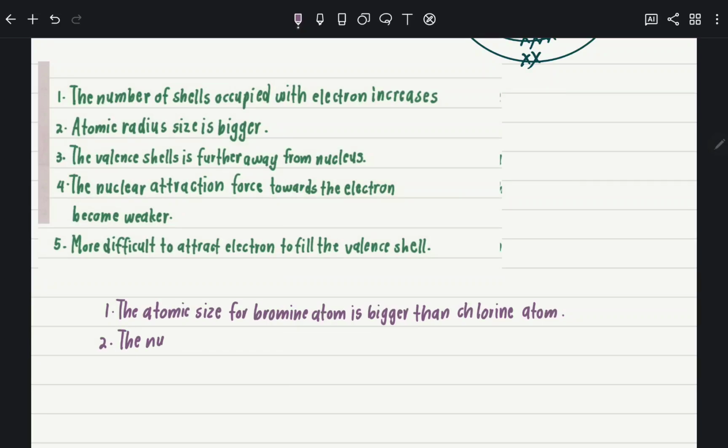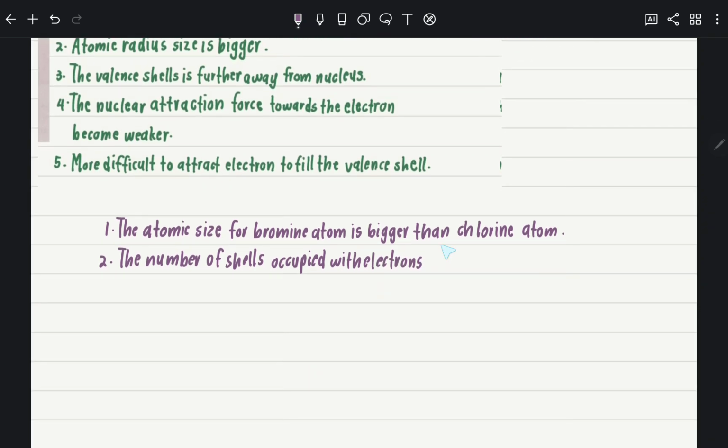The number of shells occupied with electrons for bromine atom is higher or bigger, up to you, higher than chlorine atom.